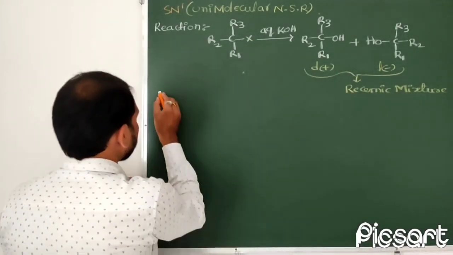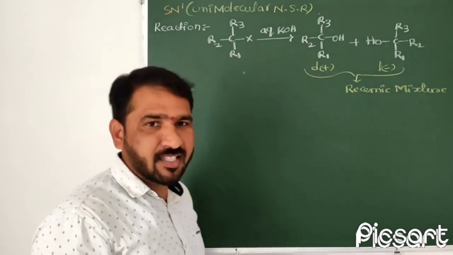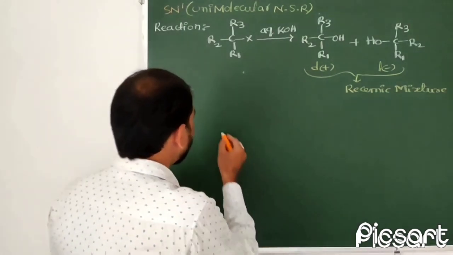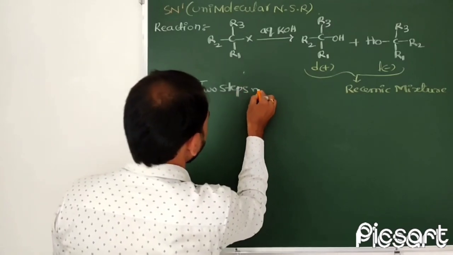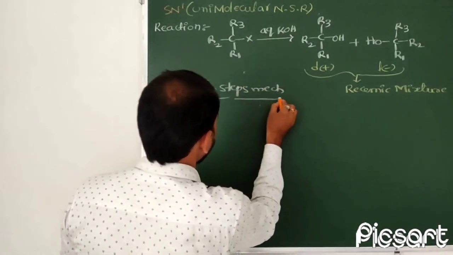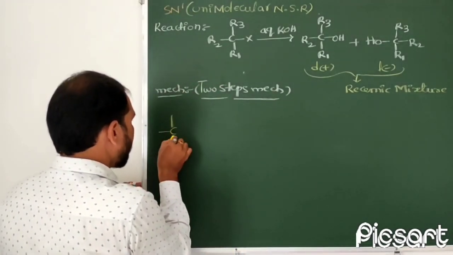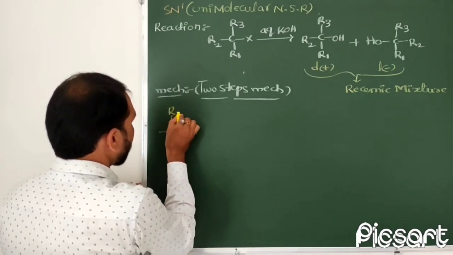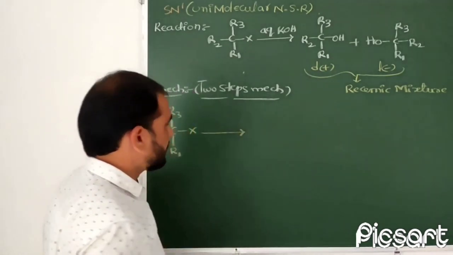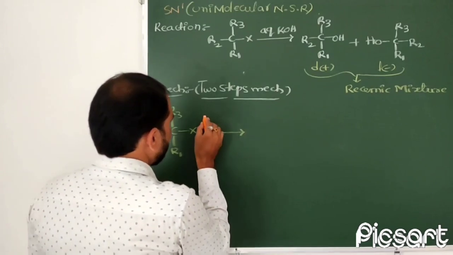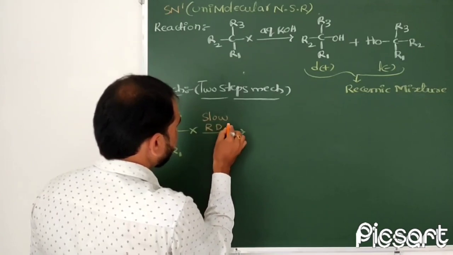Then coming to the mechanism. SN1 reaction is completed in two steps. This is a two-step mechanism, right? Then the reaction mechanism, alkyl halide. So this is the first step, the slower one. That's why this is considered the rate determining step.